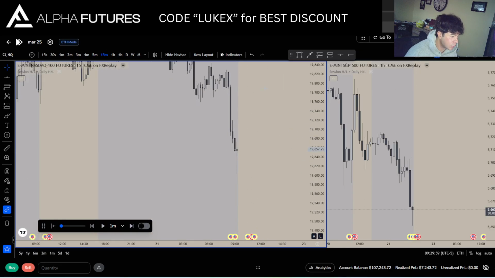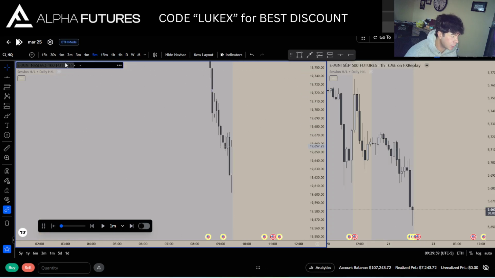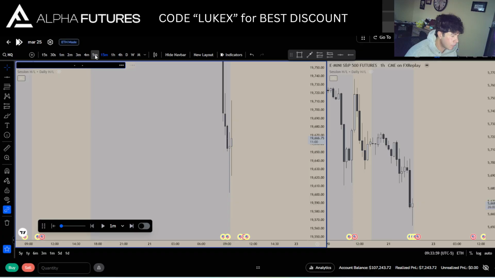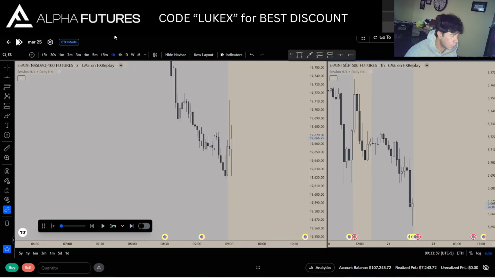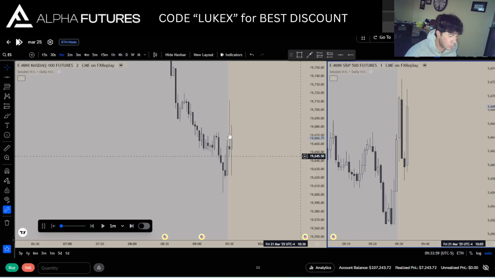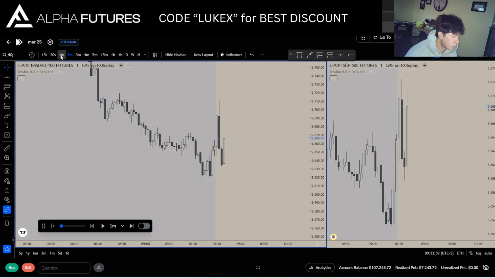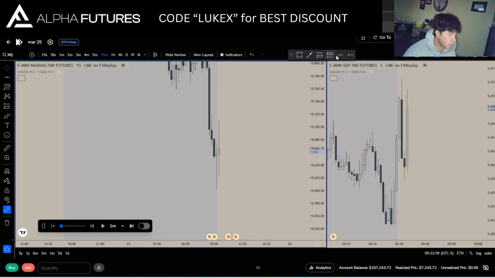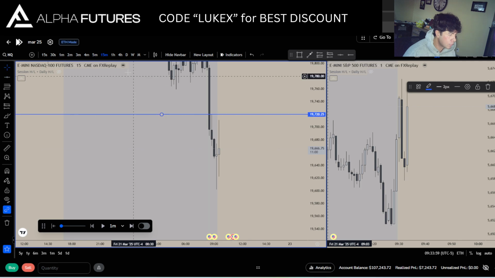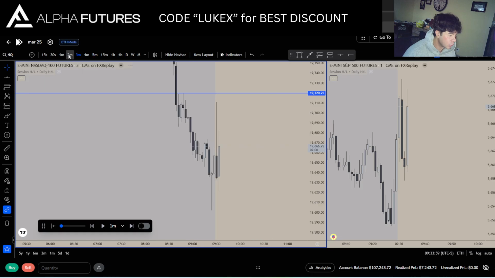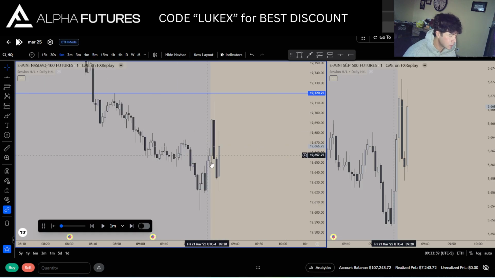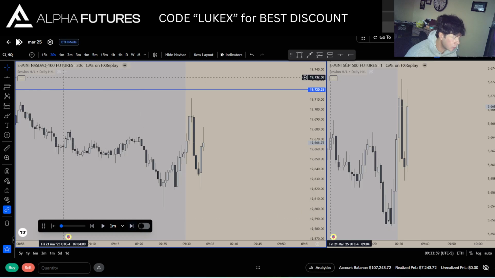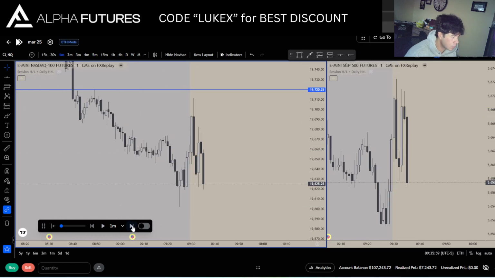I'd like to see price come up to this unfilled. We have 2 unfilled 15s. Let's check the 1 minute. I want to see price come to this 15-minute gap. We put in kind of relative equals right here. Strong recovery. We just have this 30-second inversion, which is kind of in the way.